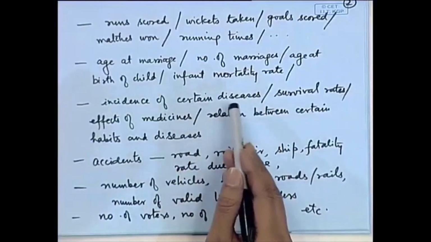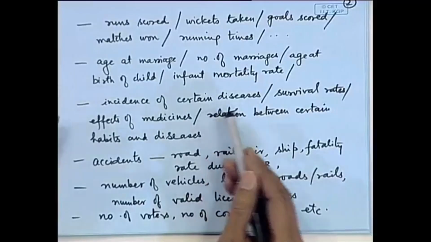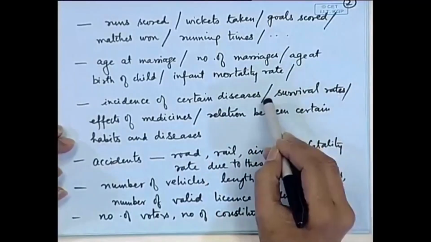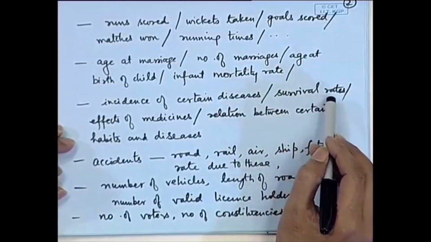So, the data on the incidence of diseases is regularly monitored by government agencies and by the medical council. What are the survival rates for certain diseases? If the survival rate is low, should new drugs be introduced so that the survival rate can be increased? What are the effects of the medicines? For example, if a medicine cures a disease but creates certain side effects so that the person dies of something else. So, we need to have data on the effects of medicines.